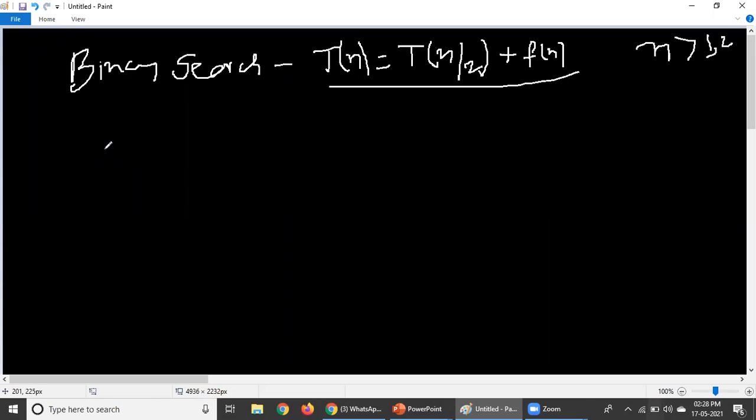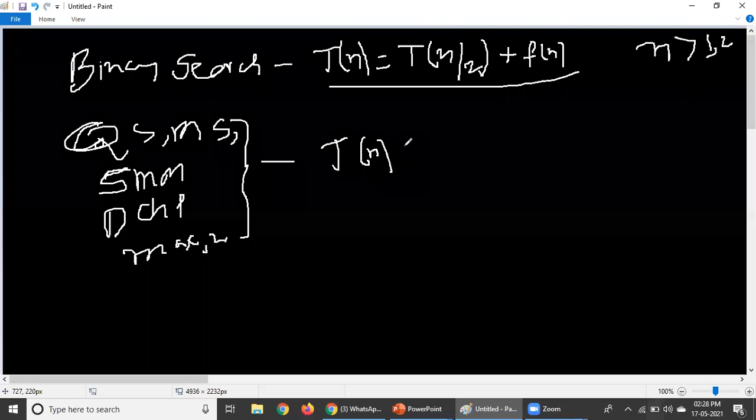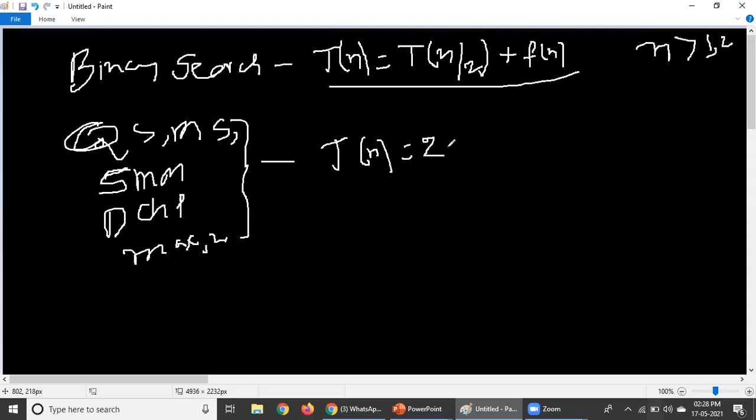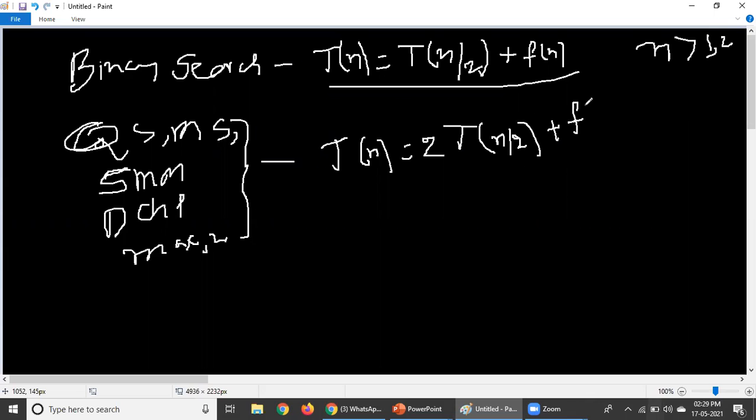Remaining all other problems, in the sense quicksort, merge sort, or Strassen's matrix multiplication, then the defective chessboard problem, or finding maximum or minimum. For all these problems the recurrence relation will be T of n equals 2 into T of n by 2, since both problems will be taken into consideration, plus f of n.